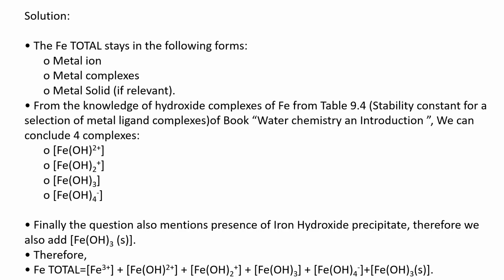We are using this book, Water Chemistry: An Introduction. From the knowledge of hydroxide complexes, from Table 9.4, stability constants for a selection of metal ligand complexes, from this particular book. We have mentioned this because we should know what complexes will be formed. So from this book we have taken these complexes. It's better to mention the source so that you can also understand what complexes will be formed. It's difficult to remember all the complexes, right? That's why we always use the appendix of any book.